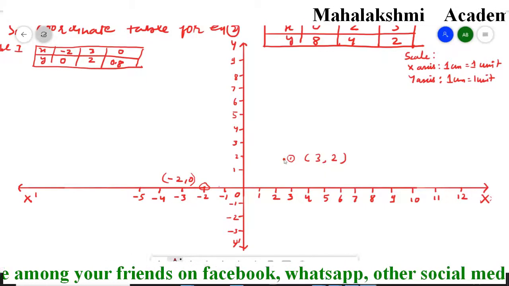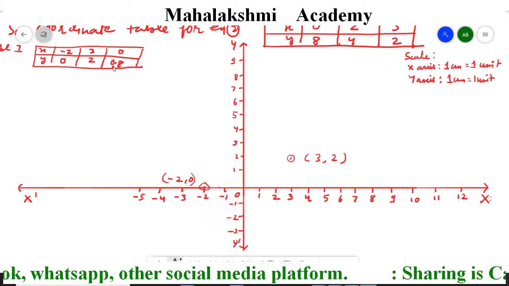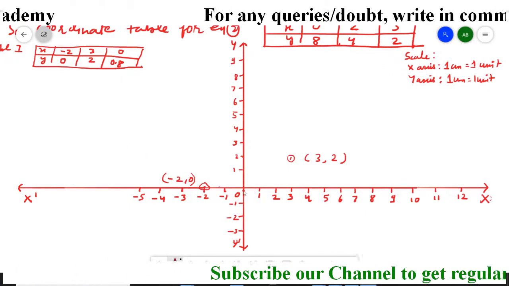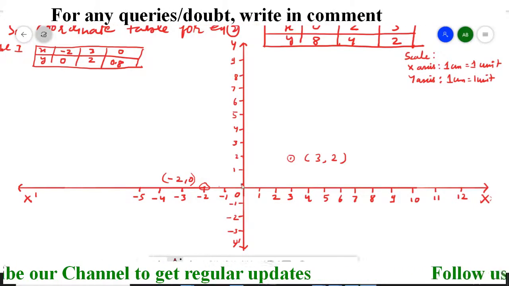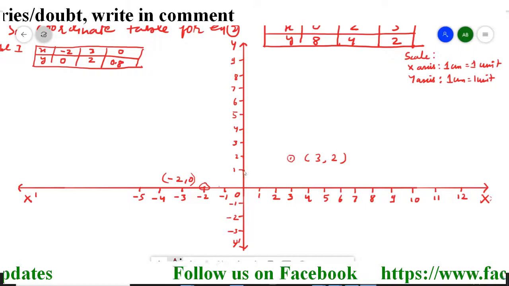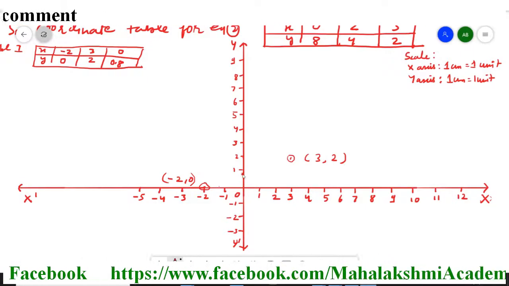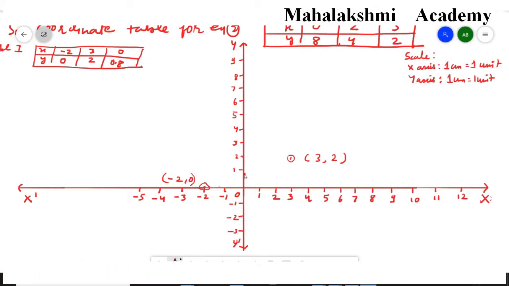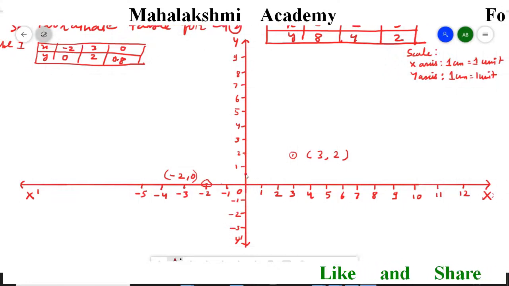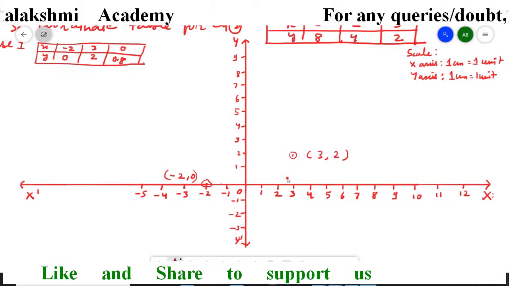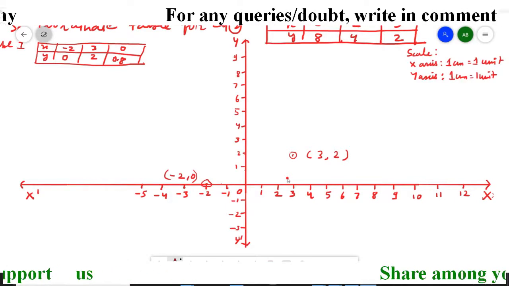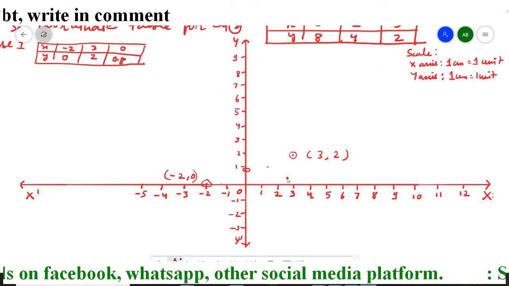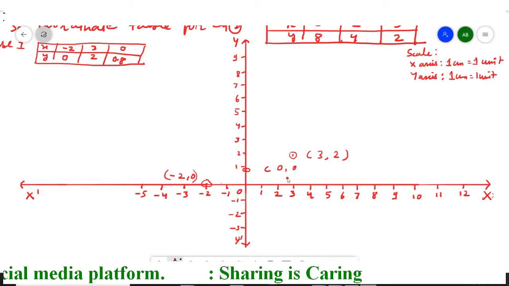The next point is x is 0 and y is 0.8. So where is x is 0? On your graph you have the small sections here. So count 8 sections from here. When you count the 8 sections, it's going to be near about here. So locate the point here, that is 0, 0.8. So x is 0 and y is 0.8. So we'll write here 0, 0.8.